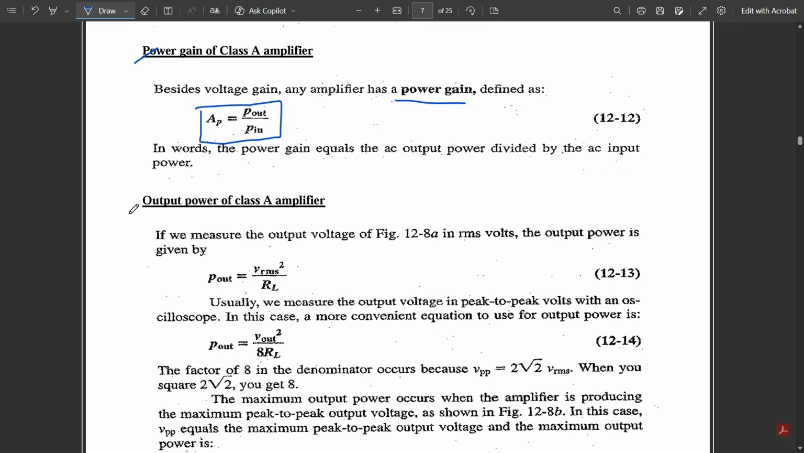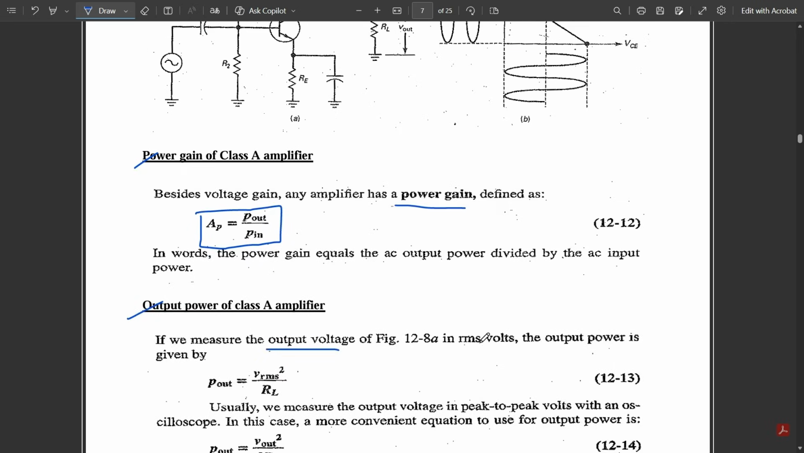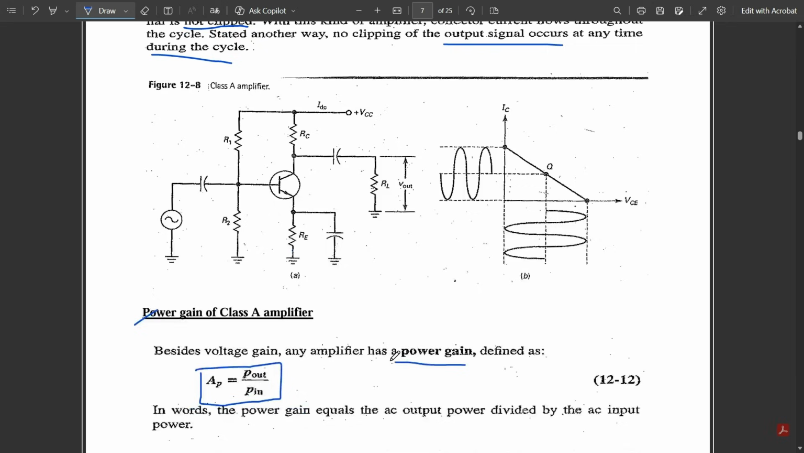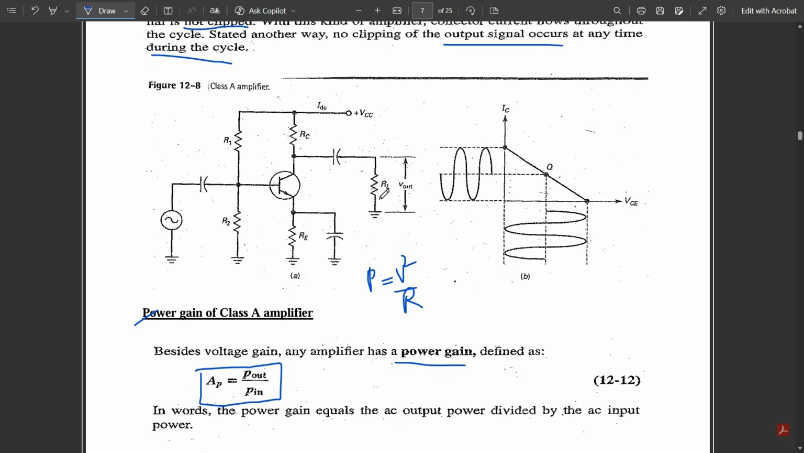Power gain. Now next is the output power of a class A amplifier. How is it defined? If we measure the output voltage of figure 12.8a, that is in this figure, V out is here, right? If you measure the output voltage in RMS volts, the output power is given by P out is equal to V RMS square divided by RL, because at this stage the resistor here is RL, that is the load resistance. The actual equation for power in terms of voltage is P is equal to V square by R, right? So the RMS voltage you need to consider, and that's why the output power at this stage is V RMS square divided by RL. Why? Because at the output side we have the load resistance.